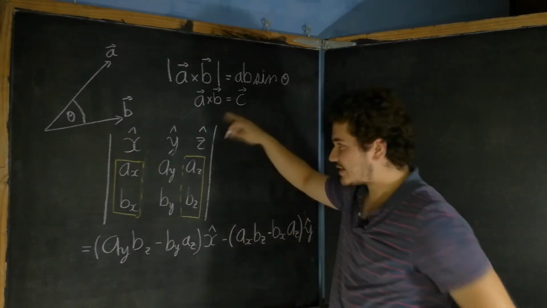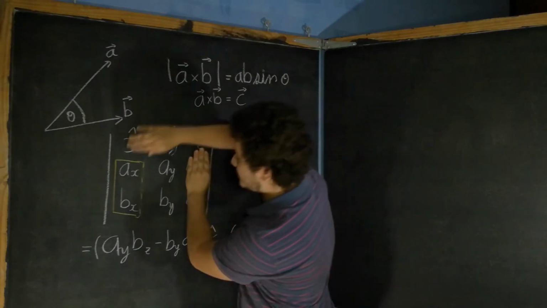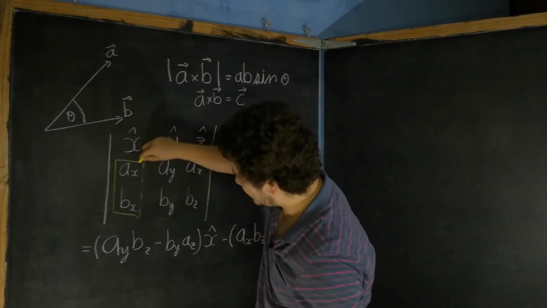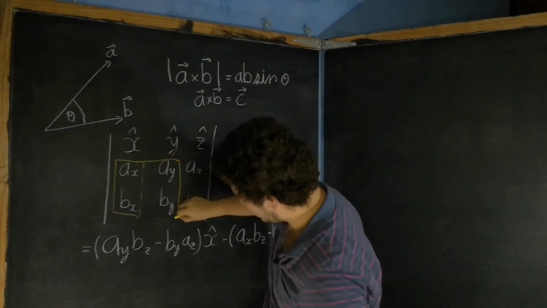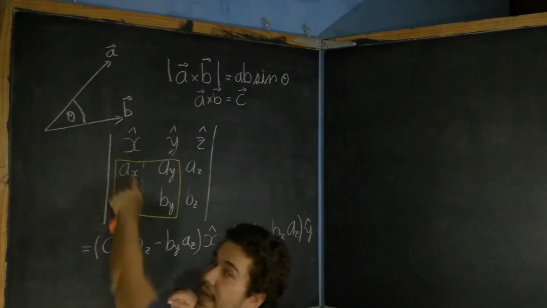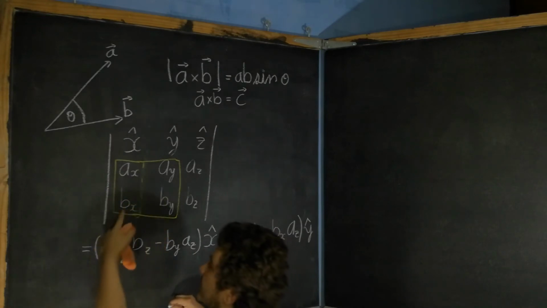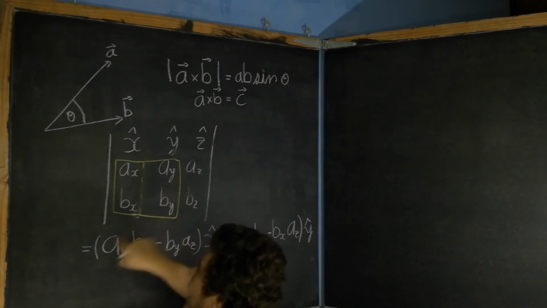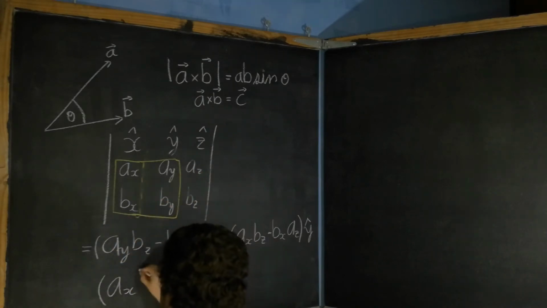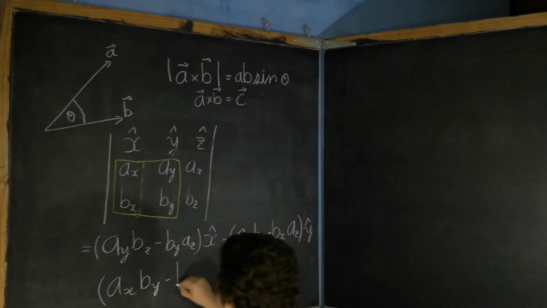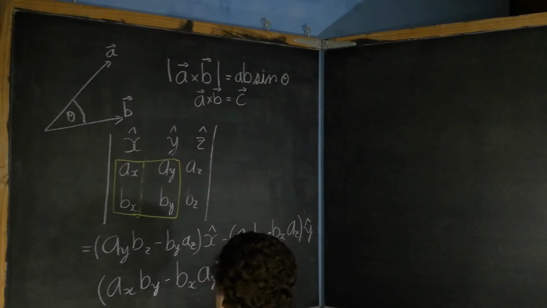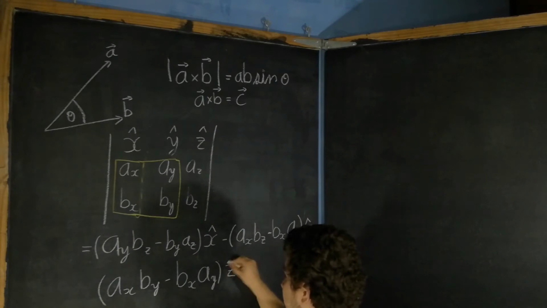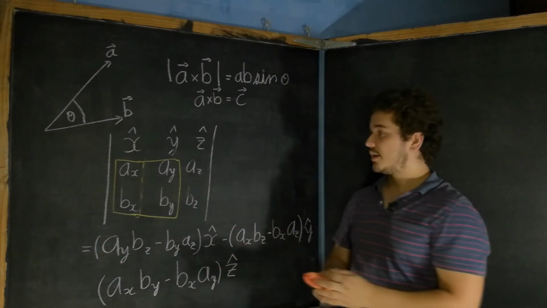Now we do exactly the same thing for z. We just cross these two out and we'll see that the miniature matrix will be this one. We make this times this minus this times this. So positive in this direction, negative in this direction: ax by minus bx ay, and this will go in the z direction. This will be how you compute the cross product.